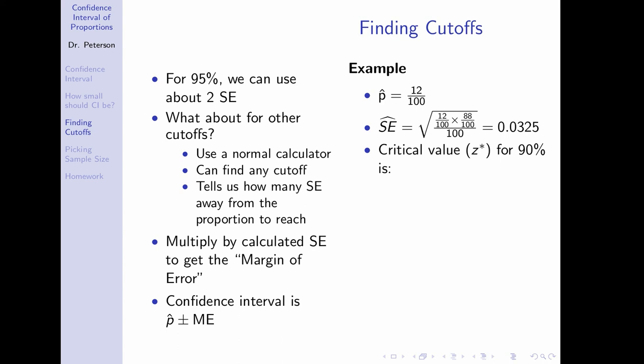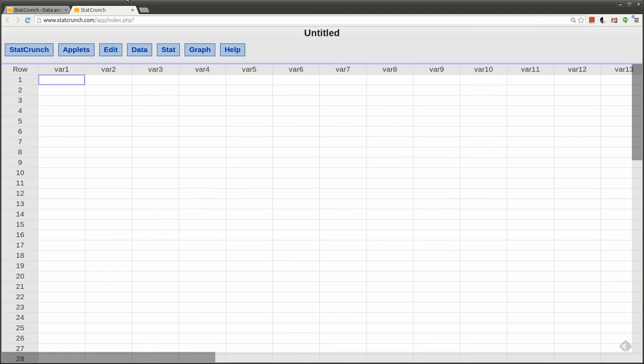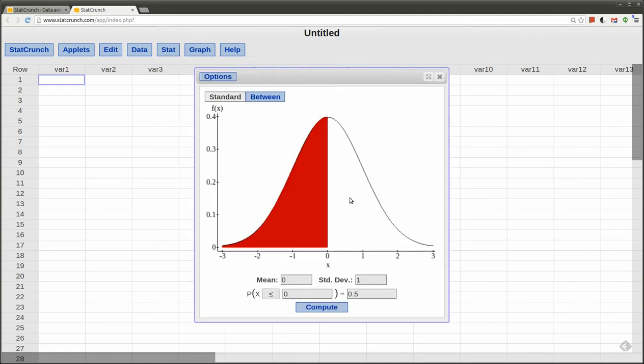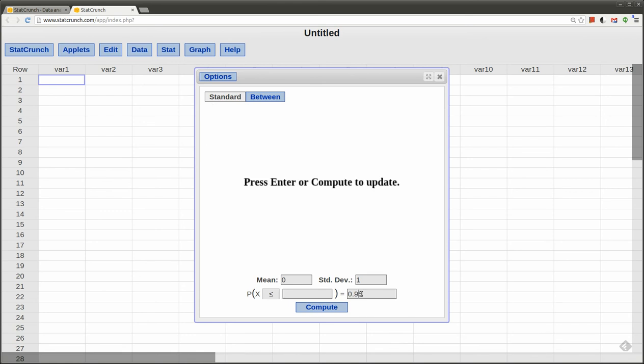To do this, we're going to go over to StatCrunch. Open up StatCrunch, go to the normal calculator: Stat, Calculators, Normal. Now we want to find the cutoff where the last 5% of data are, because if we want the middle 90%, that means 10% needs to be in the tails. Because the normal distribution is symmetrical, we're going to split that 10% up and put half in each end. So we want to find out where that last half goes. We're going to call this 0.95.